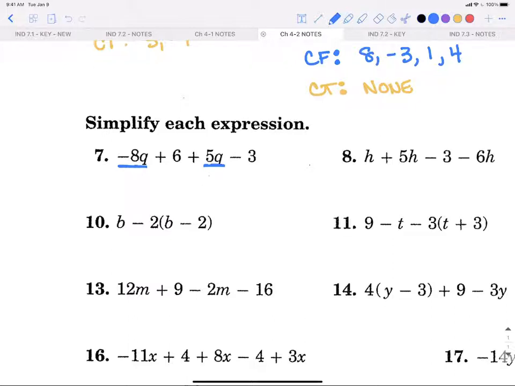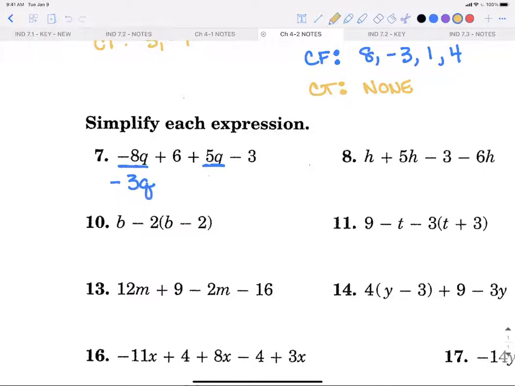If I have negative 8 plus 5, what's negative 8 plus 5? Somebody tell me. Negative 3. Because the 8's higher, so I take the sign of the 8. So negative 3q. Now notice it's kind of like saying negative 8 apples plus 5 apples is negative 3 apples. You don't write q plus q or anything like that. You just keep the q's because you're just adding like terms. So negative 8q plus 5q is negative 3q. I don't have any other variables, so I don't have to worry about that.